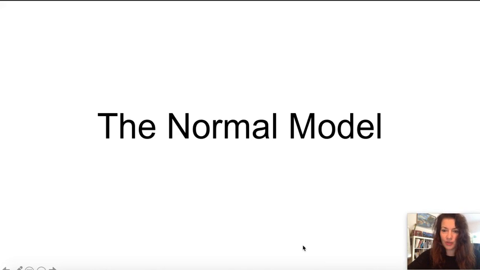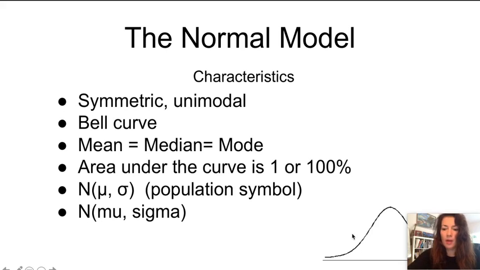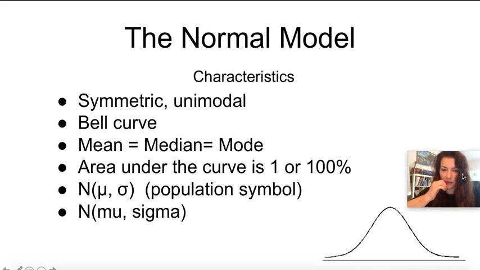Hi, in this video I'm going to introduce the normal model. The characteristics of a normal model, as you see in the curve below, also known as a bell curve, is that it is symmetric and unimodal. In the middle, the mean divides the graph symmetrically. If you were to fold it, half would fold over and overlap. And the mean, the median, and the mode are the same. So we would have the mean right here at the center.